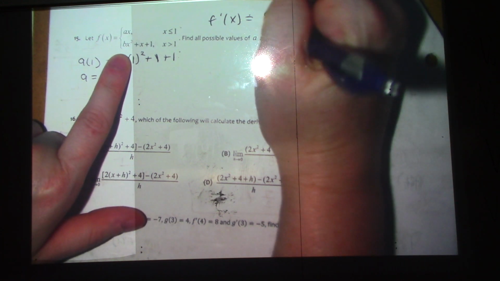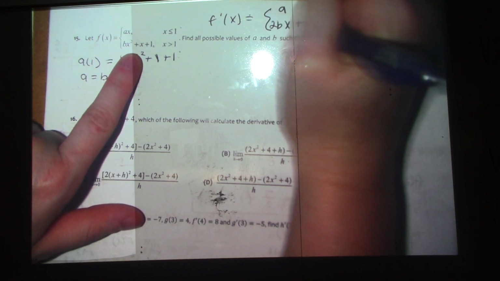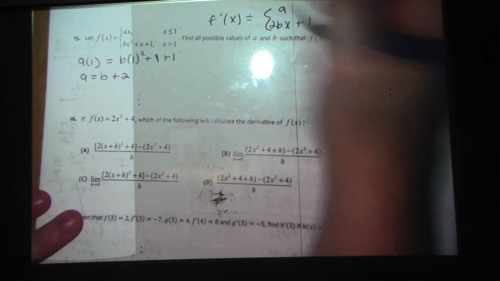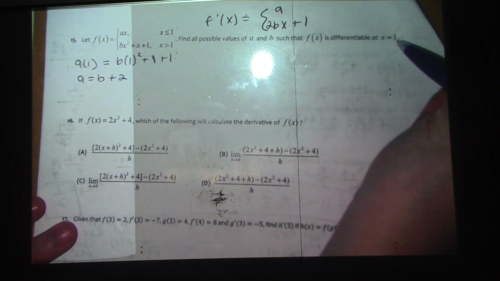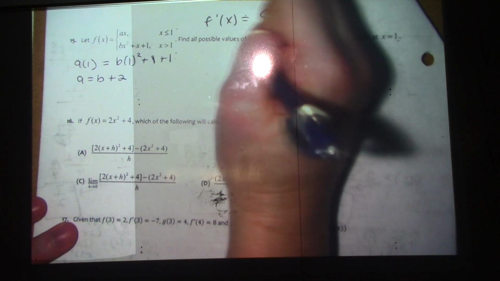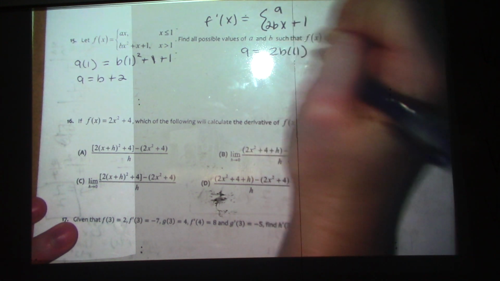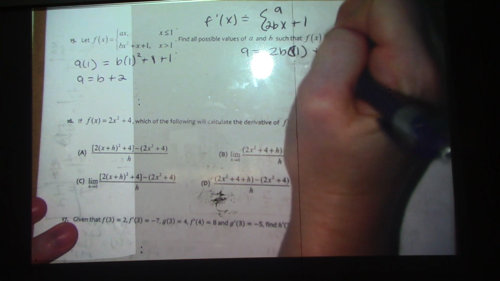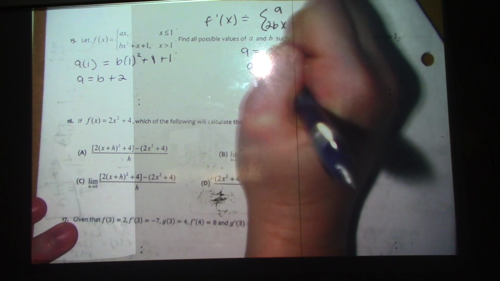Now, that only makes it continuous. To make it differentiable, their derivatives would have to be equal. Derivative of ax would just be a. Derivative of this would be 2bx plus derivative of x, which is just 1. So their derivatives have to be equal on either side of 1. So this would be a equals 2b times 1, plus 1. So a equals 2b plus 1.